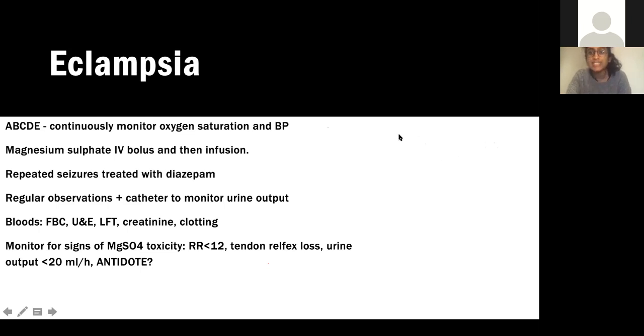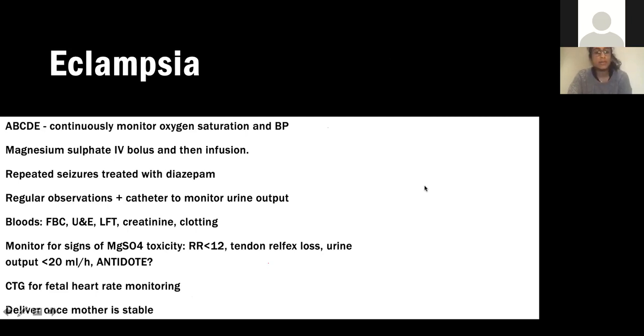Calcium gluconate, yes, it's MCA. Good, yeah, so it's middle cerebral artery that you give. What are PET bloods? So PET bloods are FBC, U&Es, LFTs, creatinine, so all the ones that I mentioned over here, clotting as well. Those are your preeclampsia bloods. And then CTG, you do CTG for fetal heart rate monitoring as well.